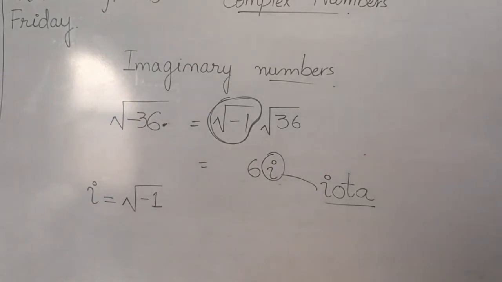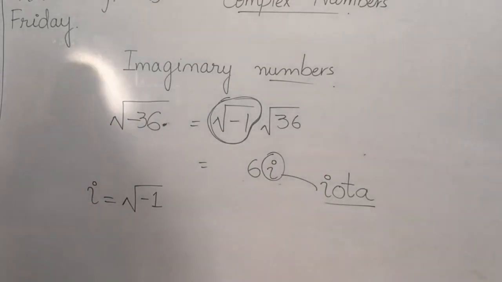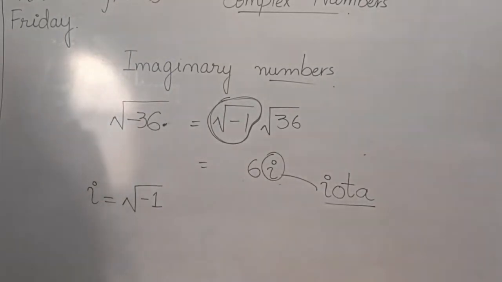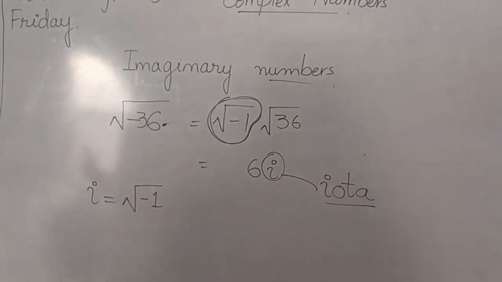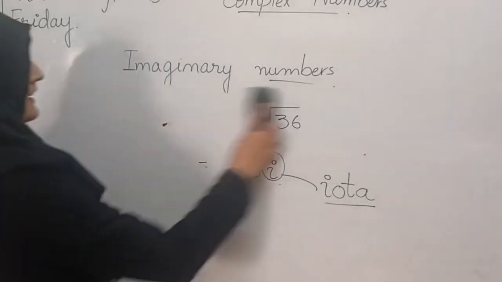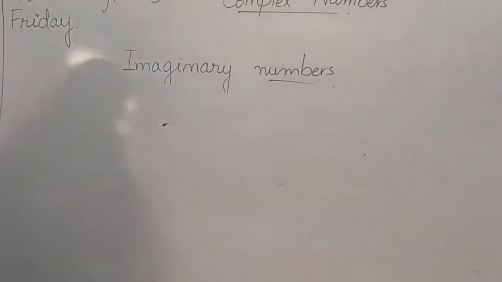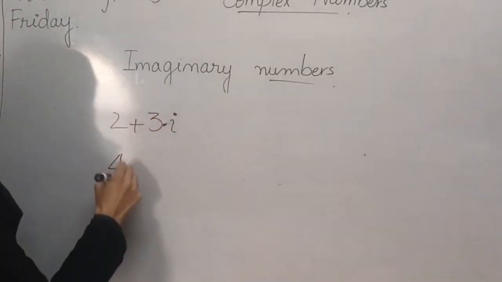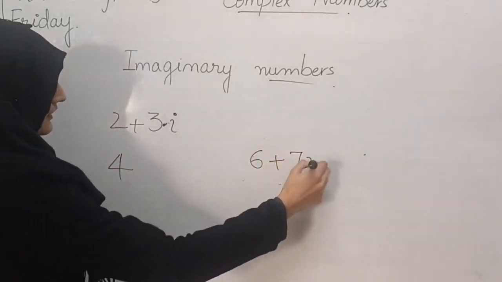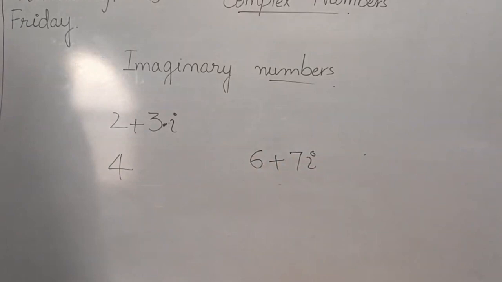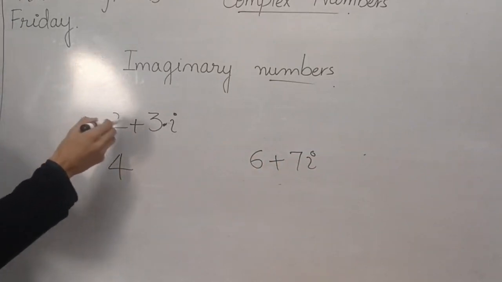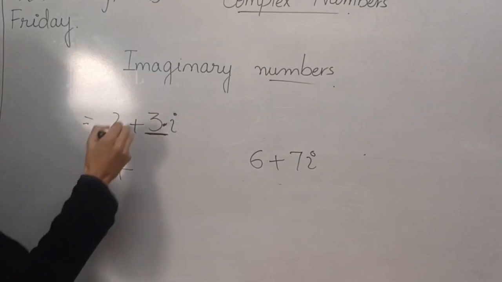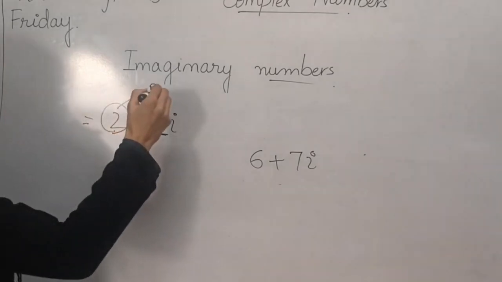Is that clear? Yes. So, when the imaginary numbers come, we have a special type of number which are called complex numbers. So these are called complex numbers. So, for example, I am writing some numbers: 2 plus 3 iota, 6 plus 7 iota. Now, this is a complex number having imaginary part 3 and real part 2. 2 is the real part.